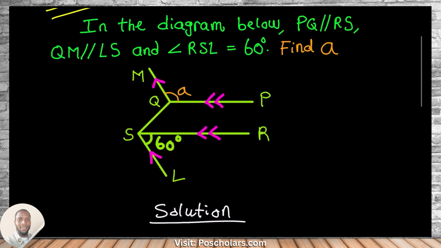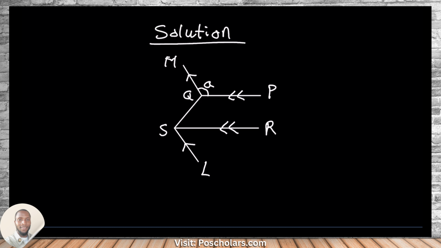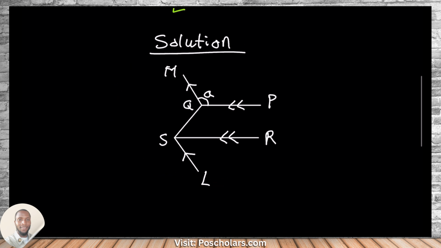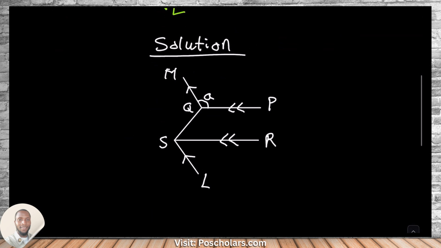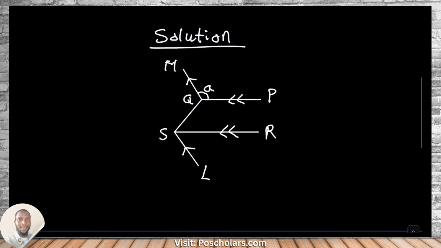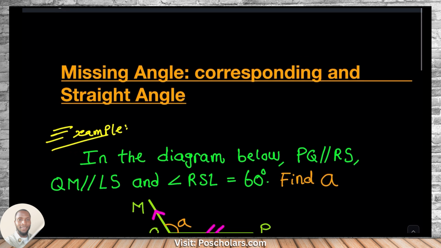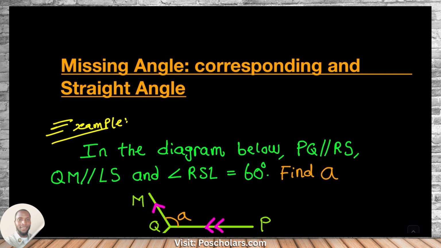Now to solve the question, I'll first of all draw this diagram again, right? Now that I've drawn the diagram, the mission is for us to find this angle A. Angle A. This is the missing angle. Now to solve this problem, take note, you can use any method, but the method we are focused on here is the corresponding angle and straight angle. That's the concept you are going to use to solve this particular problem. You can actually use alternate, and you can use different ones, but like I said, we are focused on using corresponding angle and straight angle.